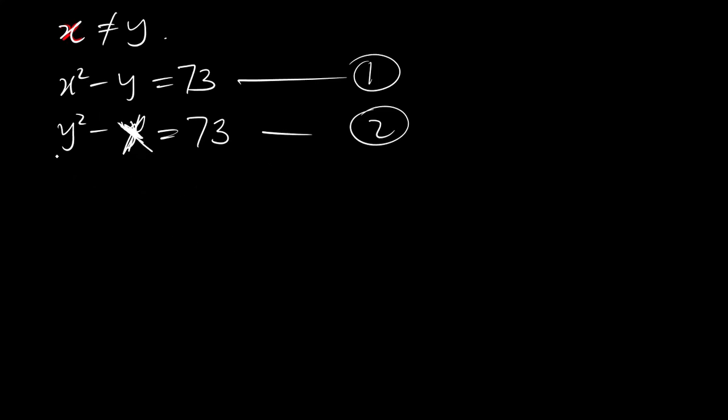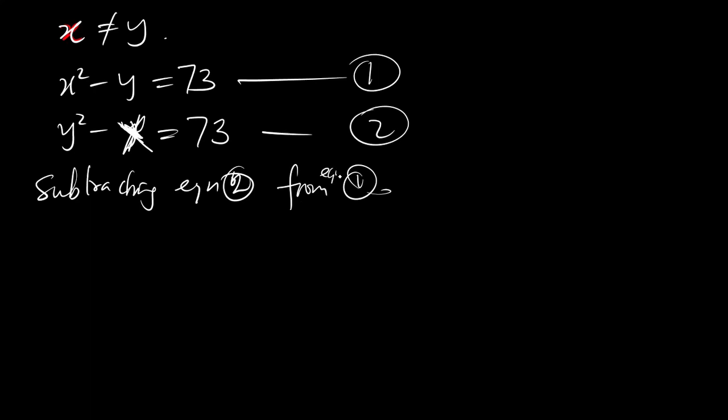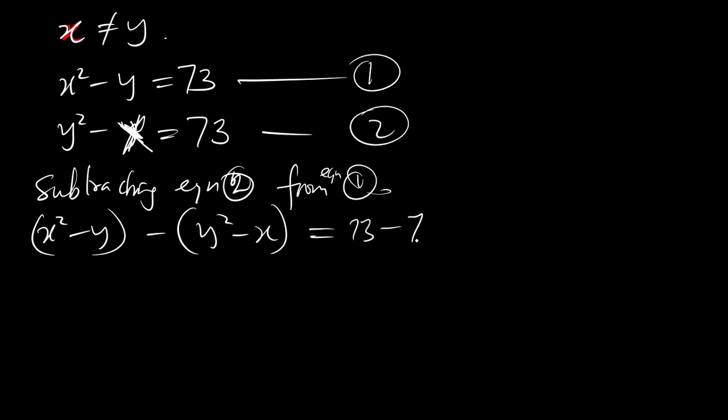Now we have gotten this. So now what we're going to do is subtract equation 2 from equation 1. So we now have x squared minus y, minus y squared minus x, equal to 73 minus 73. So opening up the bracket, you have x squared minus y squared plus x equal to 0, because minus times minus will give you plus x.